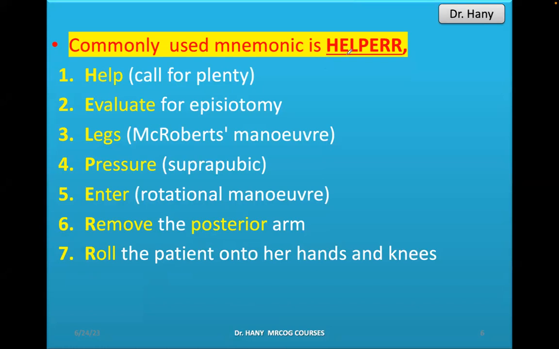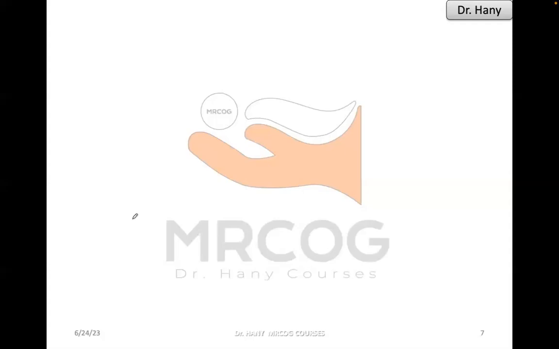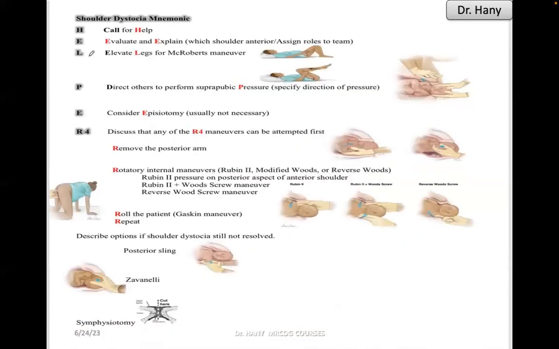The HELPERR technique. Call for help, evaluate, legs, pressure, suprapubic. Legs means McRoberts. Enter, rotation, remove the posterior arm and roll the patient. Hands and knees, all fours. The HELPERR technique. Summarize all the points. Call for help, evaluate and explain and do episiotomy if needed. Legs, excessive flexion and abduction.